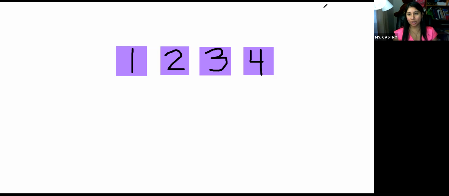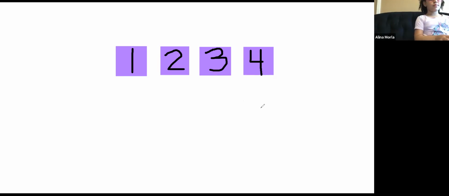Who would like to help Miss Castro? What's a number that's smaller than 4? Less. Alina, go ahead. What's a number that's less than 4? A smaller number. 1.